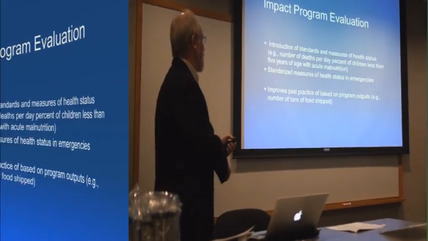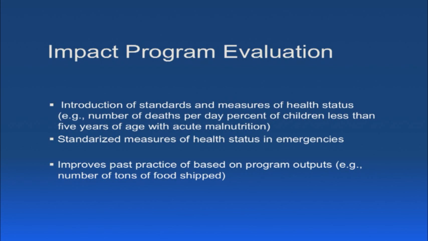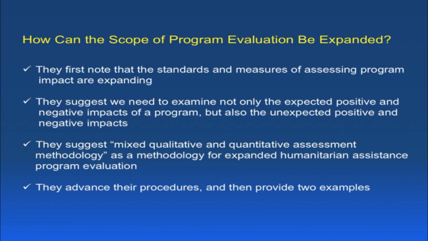They talk about impact program evaluation by coming up with better standards and measures of health status, standardized measures in emergencies, improving on just looking at program outputs when you assess a humanitarian situation. They note that these different standards are expanding, that we need to know both the positive as well as the negative impacts. There's often a focus on the positive impacts. And they suggest mixed qualitative and quantitative assessment methodology as a methodology for humanitarian assistance program evaluation. And then they provide 2 examples.